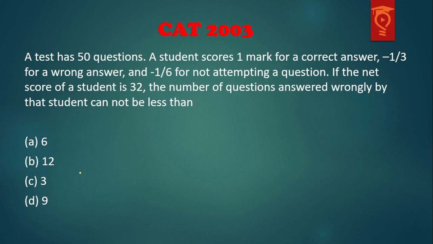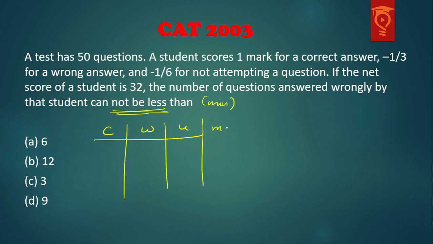So they are asking us the minimum possible value of the number of wrong answers. Okay, so marks are fixed as 32 and number of questions is also fixed as 50. So I'm going to try each option starting from the smallest because we have to find minimum. So I am just trying out by the option. Suppose we did not know how to solve equation. So suppose the number of wrong answers is 3.